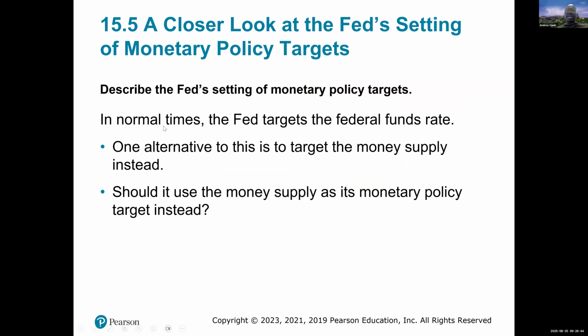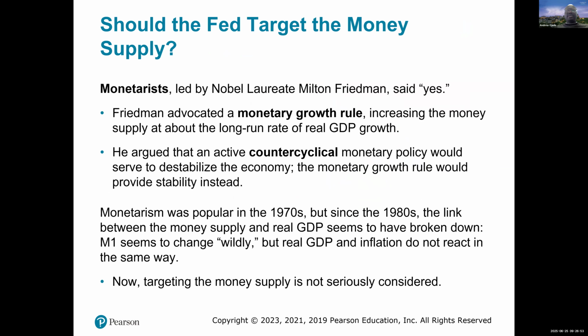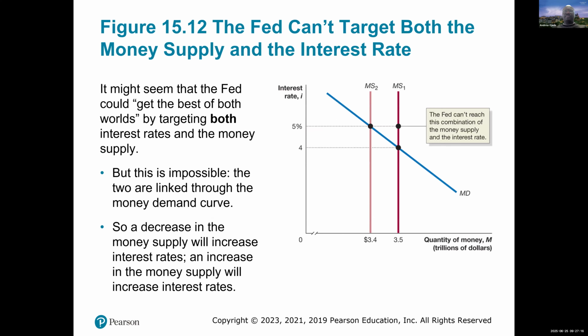So in normal times, the Fed targets the federal funds rate. One alternative is to target the money supply instead. Should it use money supply monetary policy instead? Not necessarily. Milton Friedman says yes, because he thinks a money growth rule, increasing the money supply in line with long-run growth of real GDP, would be consistent. Monetarism was popular in the 1970s. But since the 1980s, the link between money supply and real GDP seems to have broken down. That's why the Fed switched to targeting the interest rate.